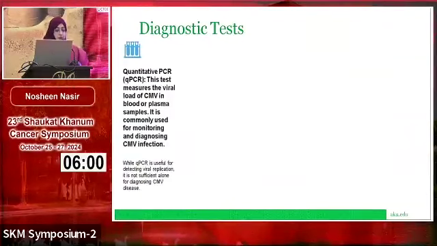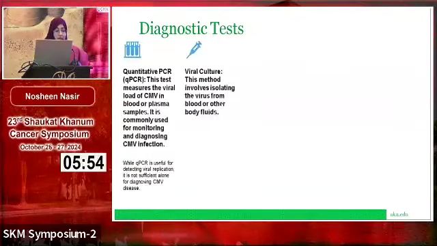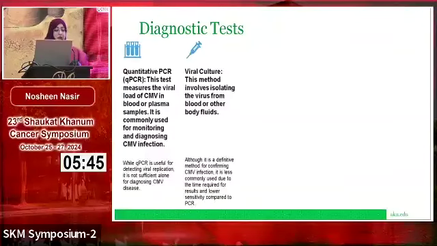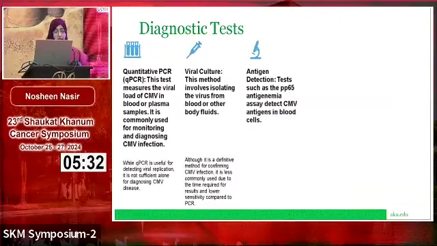So we have the quantitative PCR, which most people are familiar with, which measures the viral load in the blood or the plasma samples. And while it is good for detection of viral replication, it does not diagnose CMV disease. Then viral culture, a method involving isolating the virus from the blood or the body fluid, but we know that it is time consuming and is not available in most parts of the world.